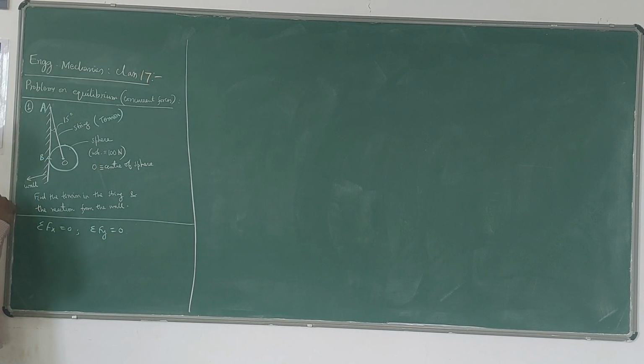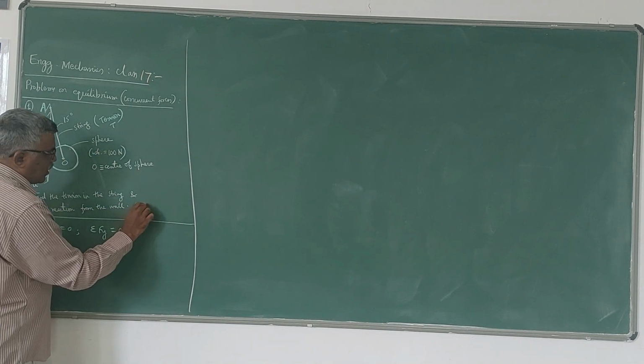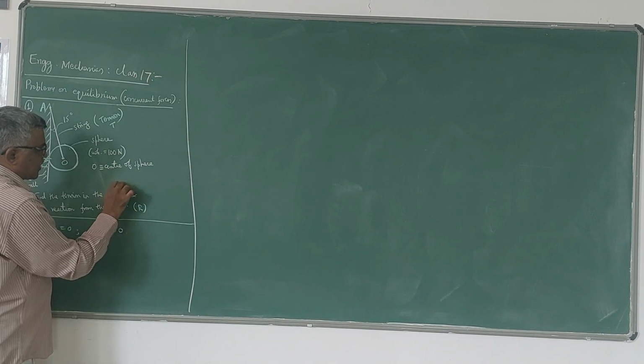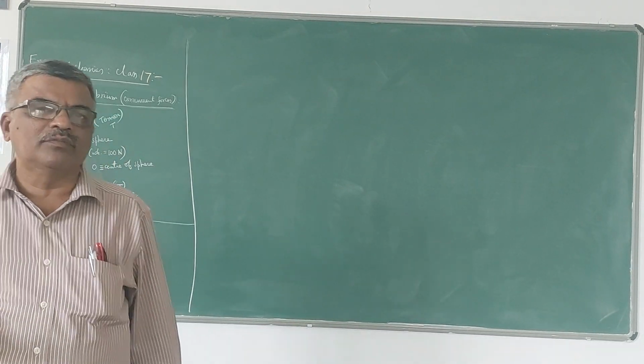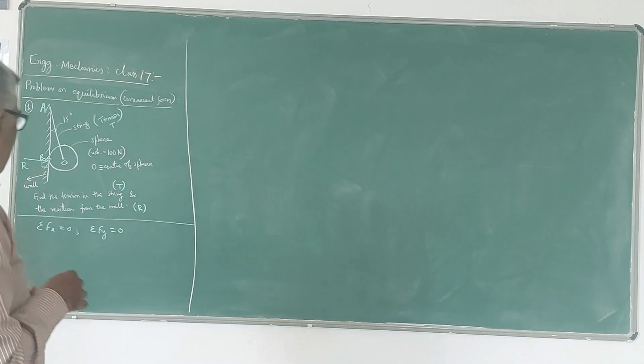Now we have to find the tension in the string. So I will take this tension as T, and the reaction at B. So this reaction will be acting normal to the wall like this. So it will be attached to this wall. So this reaction I will take as R. So R is the reaction from the wall, and T is the tension in the string. Now using the equations of equilibrium or Lami's theorem, we can find out the values of T and R.